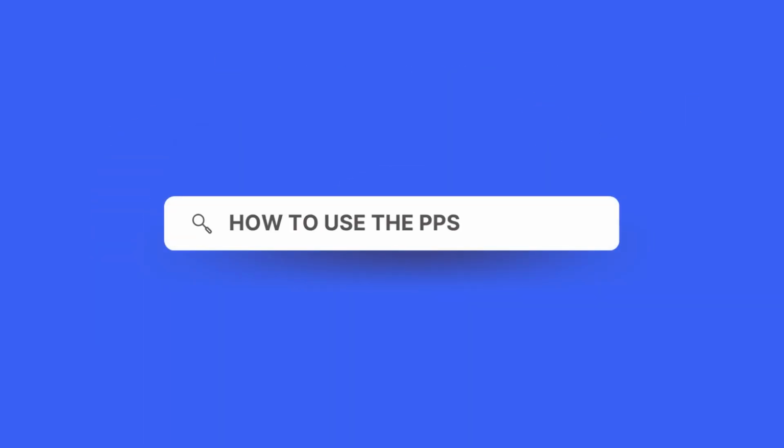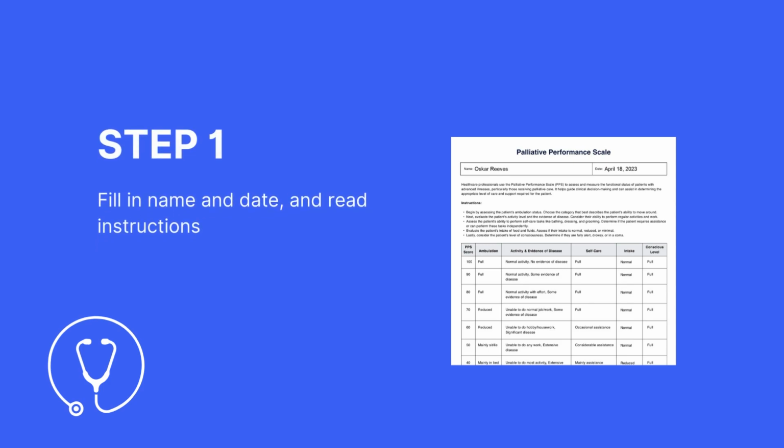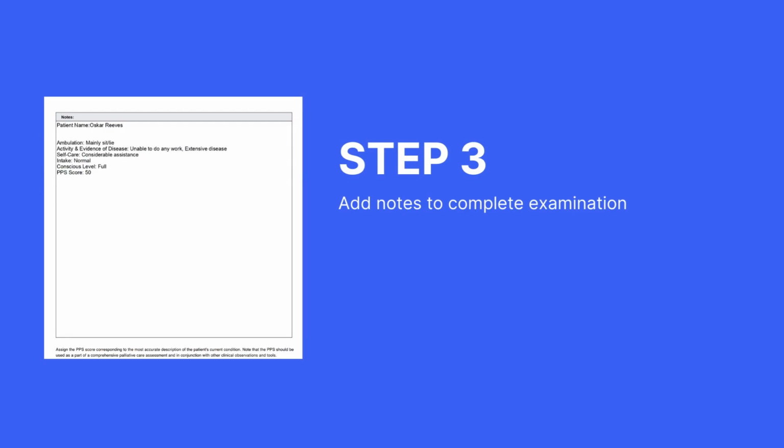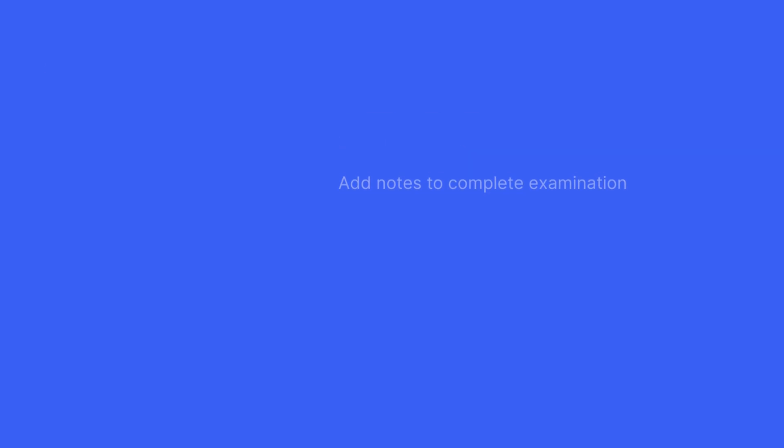Here's how to use the PPS effectively. The first step is to fill in the name and date, as well as read the instructions. You'll then need to refer to the table when conducting the assessment. The third step is to add notes to then complete the examination.